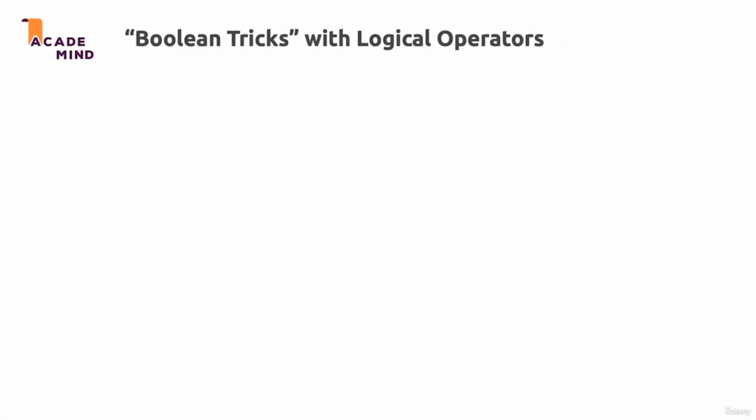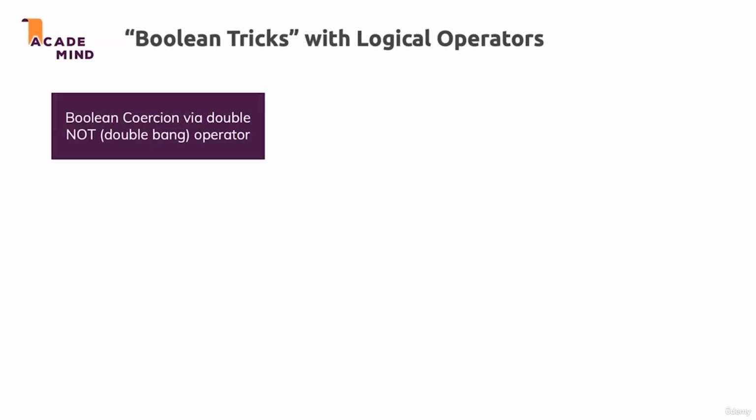One important trick is how you can convert or coerce a truthy or falsy value to a real boolean. You do this with the double exclamation mark, also called the double bang operator. Now we learned about the exclamation mark operator, which is there to negate some condition or a value. And by using two exclamation marks, you basically negate the negation, which kind of reverses the negation.